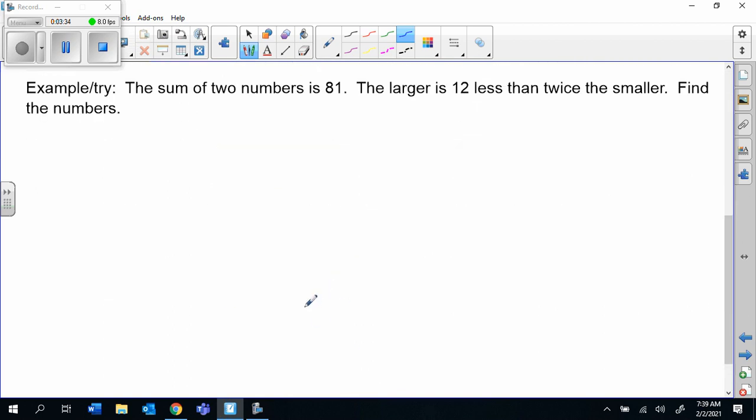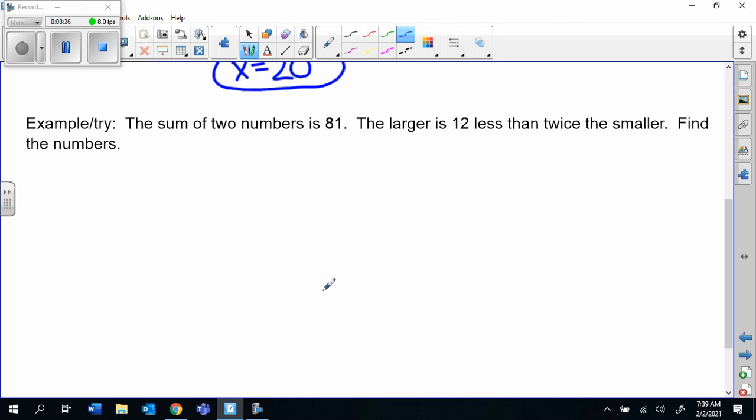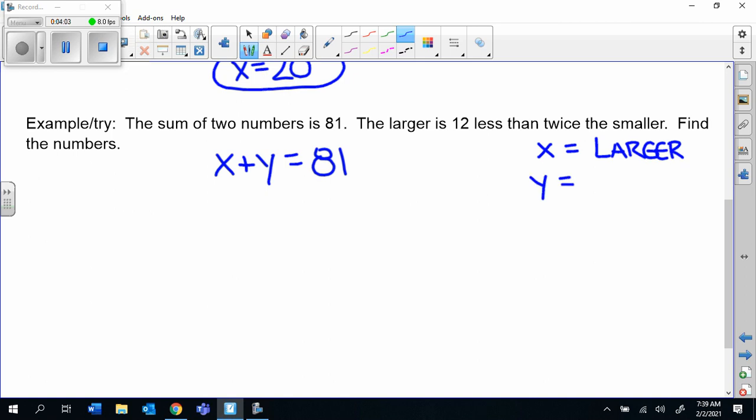There's another one here, similar, not exact. You might say that it looks even a little bit trickier. We're just going to read through it together. Sum of two numbers is 81. So once again, x plus y is 81. And then instead of calling it the first or the second, this one calls it the larger. Well, just make x the larger. And so therefore y would be the smaller.